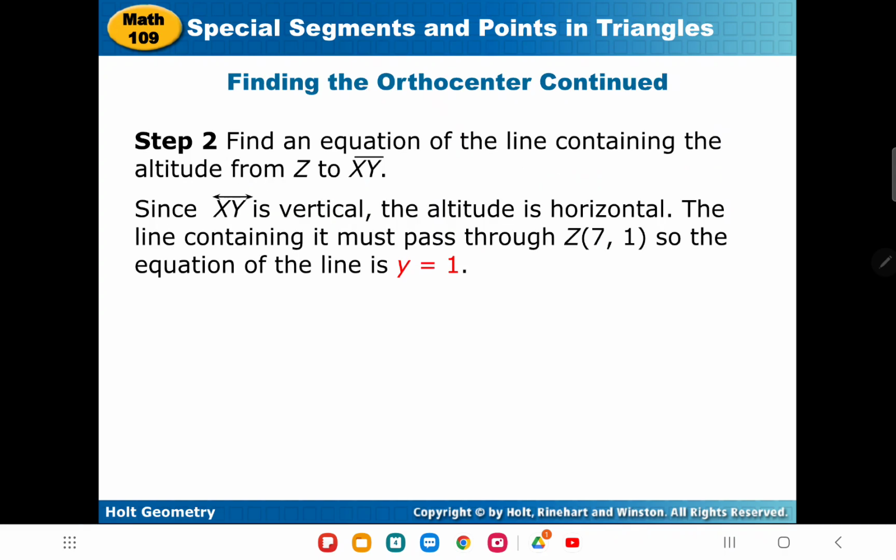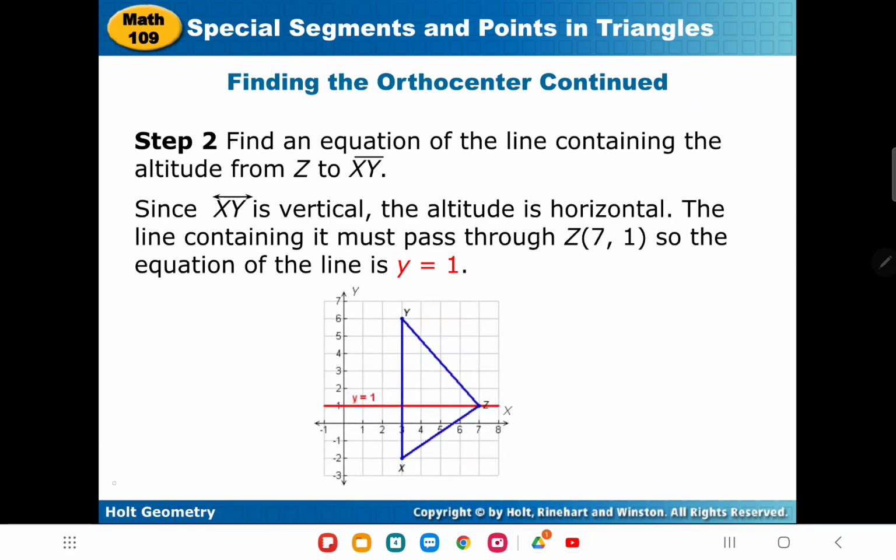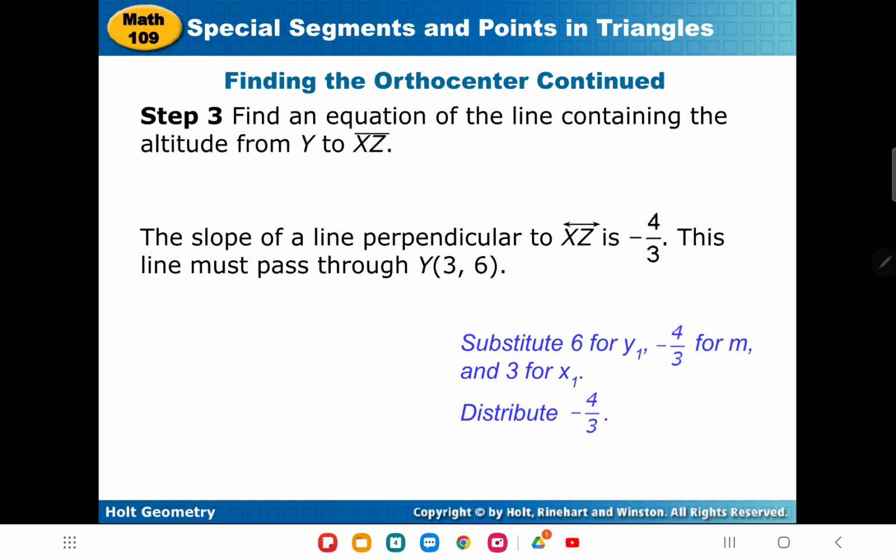Okay, so finding the orthocenter, we're going to start by finding an equation of the line containing the altitude from Z to XY. Now the equation of that line is y equals 1. XY was a vertical line, so the altitude was horizontal. There it is. And we're going to find at least one other altitude. Honestly, we just need to find one other altitude. We've found the easiest one, so then we can kind of pick.